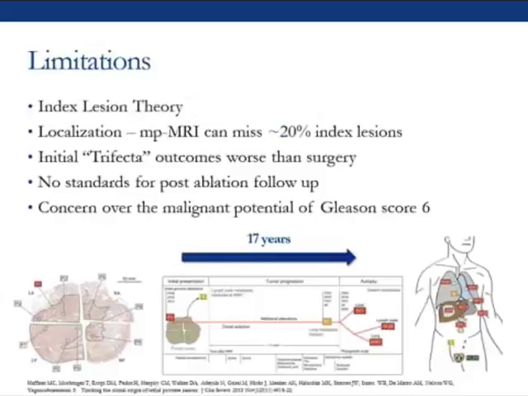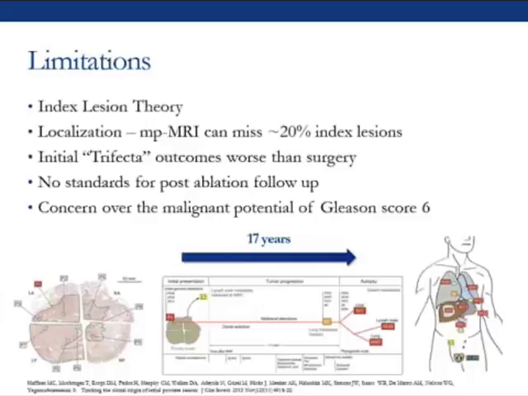So limitations to this, obviously index lesion is just a theory so far. I mean, it's just looking at whole glands. There's no data that look at the long-term outcomes of just treating the index lesion. Localization MRI is promising, but we still miss about 20% at least of index lesions. And then that initial trifecta that we talked about, cancer-free, asymptomatic, is not that great and not as good as surgery. And then there's no standards for post-ablation therapy, which is something we need to champion. And then there's also some concern over malignant potential of Gleason Score 6.